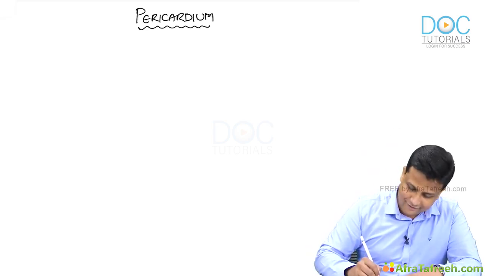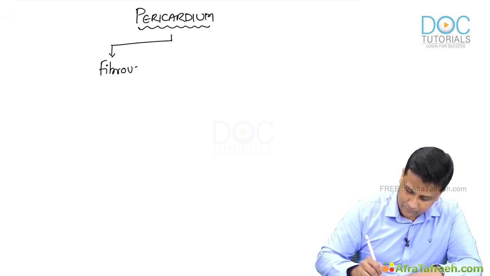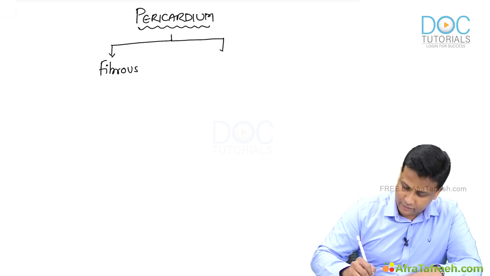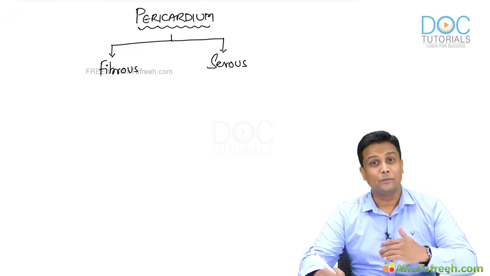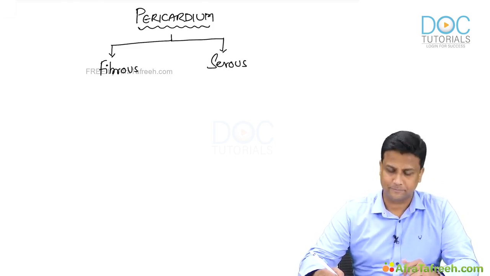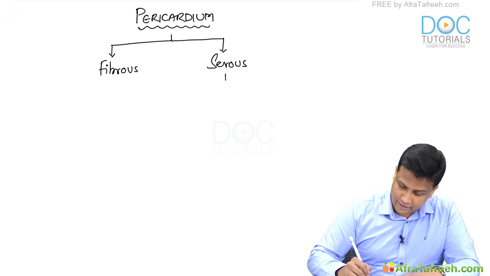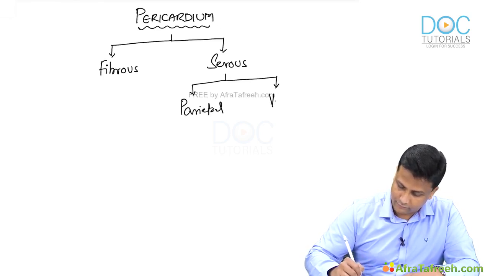Remember, the outermost layer of the pericardium will be the fibrous pericardium. And just inside the fibrous pericardium, you will be having the serous pericardium, guys. So there will be the outer one, that is fibrous pericardium, and then inside that will be the serous pericardium. Now that serous pericardium will in turn be divided into two layers, the outer one being the parietal and the inner one will be the visceral, guys.